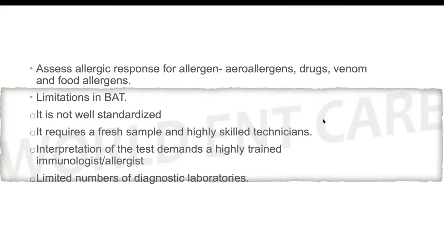BAT has been used to assess allergic response for allergens that are not commercially available for serum IgE measurement, and that includes certain aeroallergens, drugs, venom or food allergens. Now the limitation of BAT is that it is not well standardized, for example for allergen concentration. It requires a fresh sample and a highly skilled technician. Interpretation demands a highly trained immunologist or allergist, given the concern about false positives related to CD63 expressing platelets. Therefore, BAT is currently available in only a limited number of diagnostic laboratories.